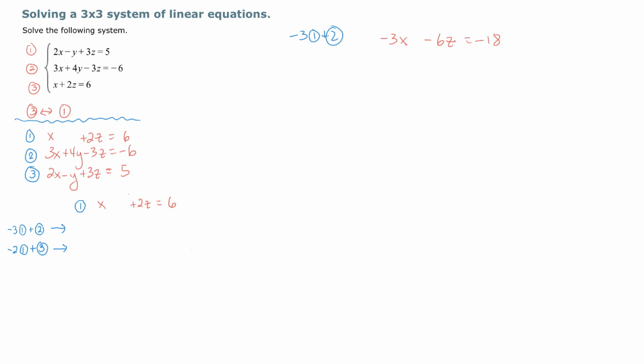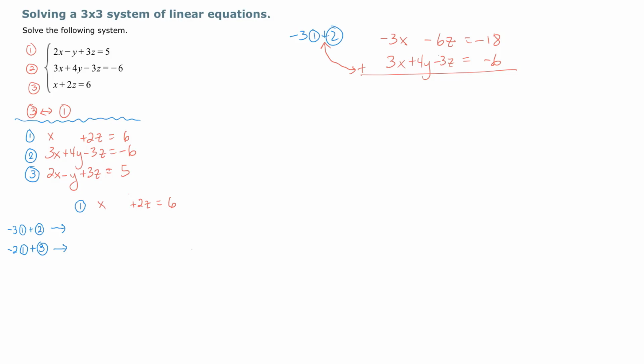Now plus 2, well, what's equation 2? This is equation 2. 3x plus 4y minus 3z is now equal to negative 6. And then you simply add these vertically. And so that's why this plus sign is here.